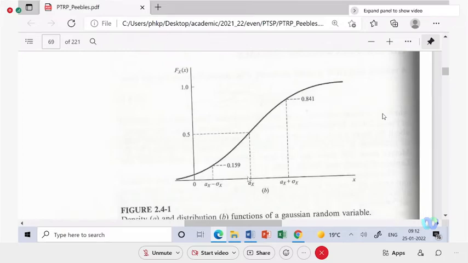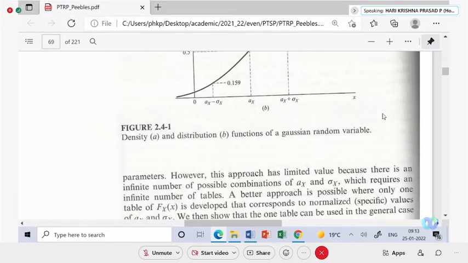On either side, you consider a spacing of sigma x. By what amount the distribution function falls? 0.5 minus 0.159. By that amount, the distribution function falls. On higher side, by what amount the distribution function raises? 0.841 minus 0.5. That is the rise.